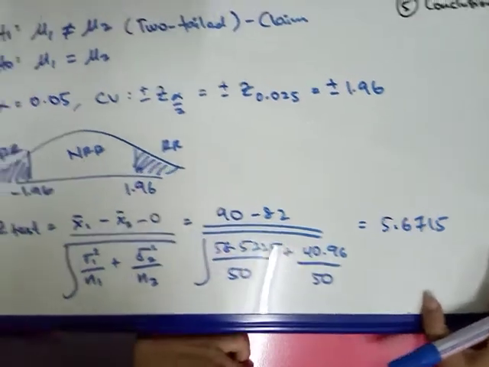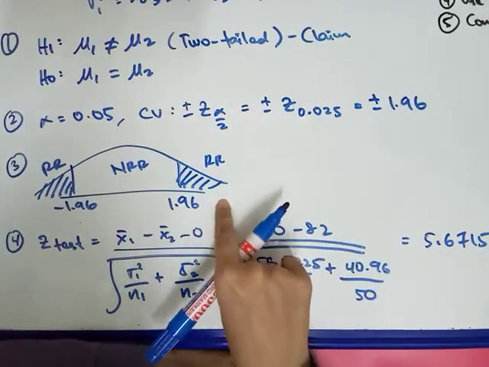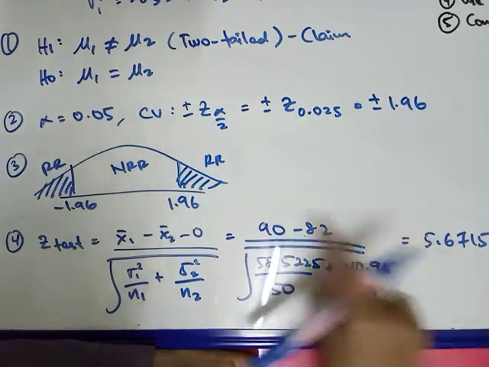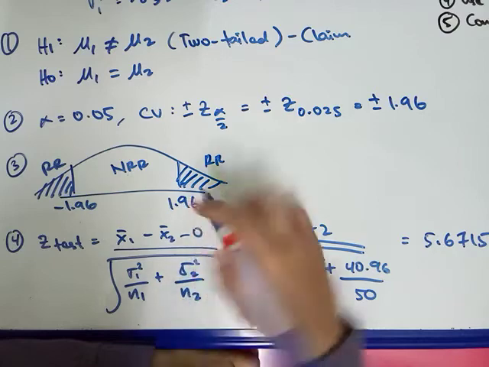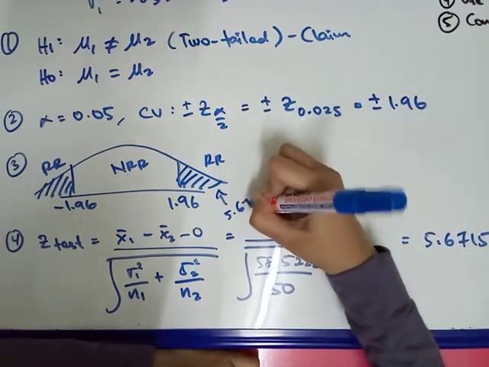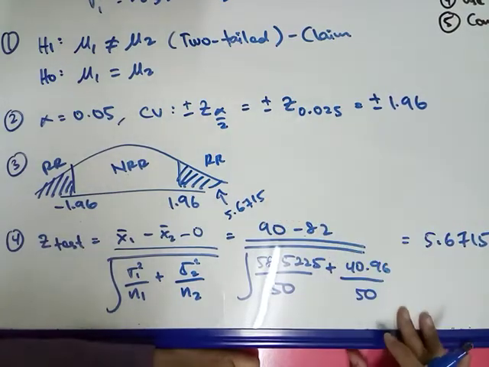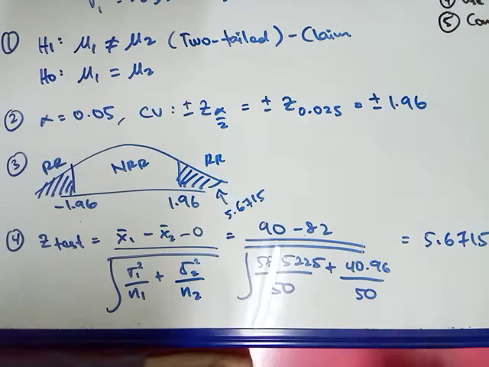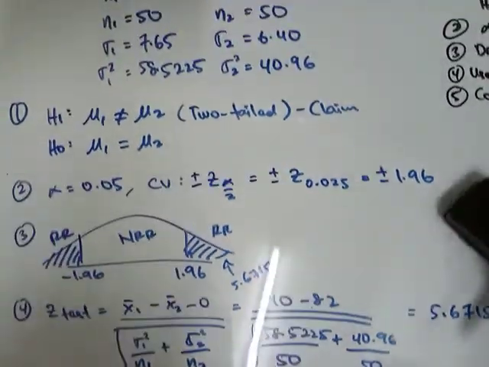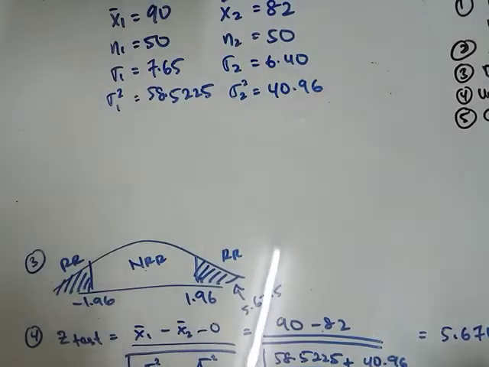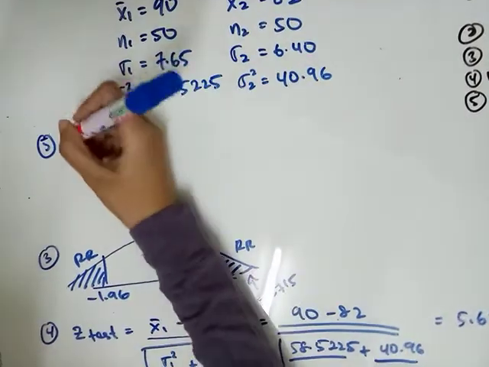And then refer pada graph. Okay, it is RR position or NRR position. Okay, 5.6715. It is more than 1.96. So, it is in RR position. Okay, so what is mean by RR? RR, it means reject H0. So, you have to make the conclusion for step 5. Okay, step 5, make the conclusion.